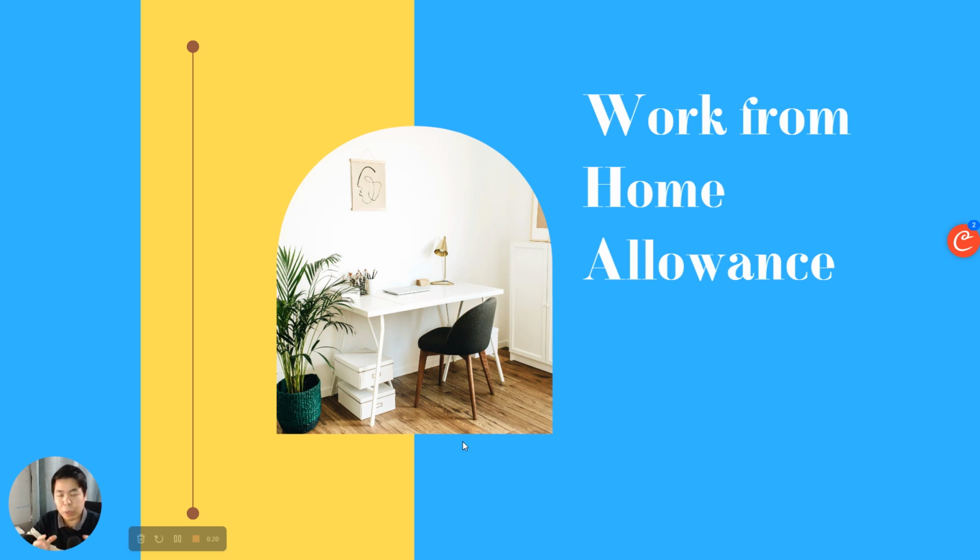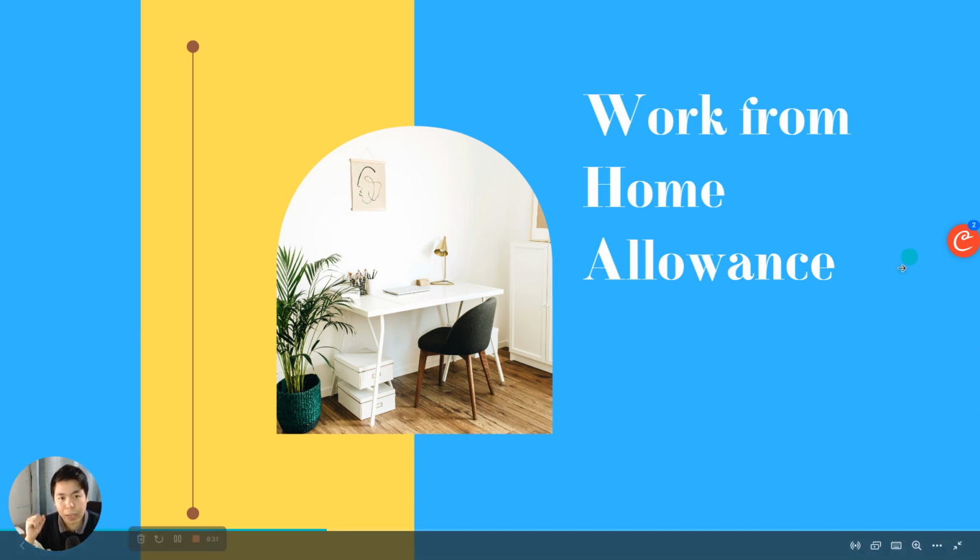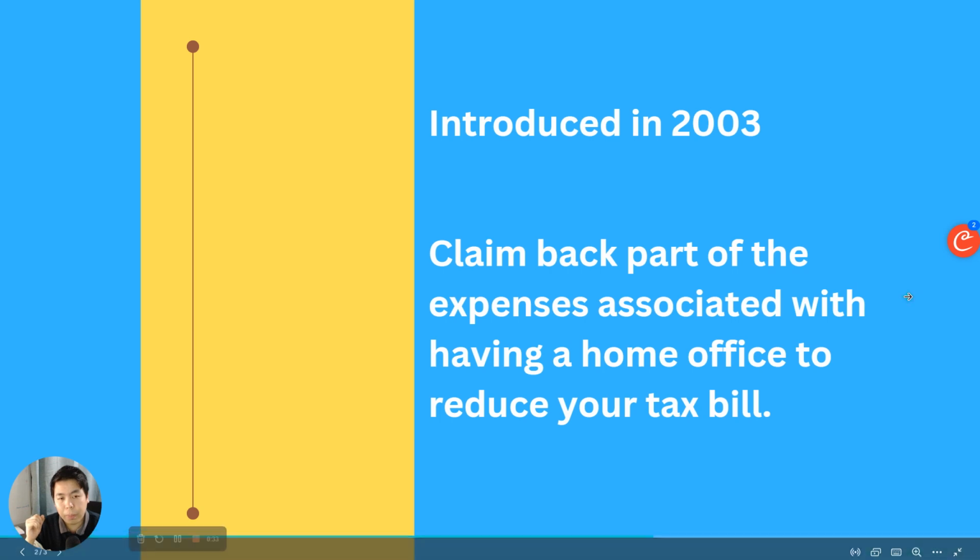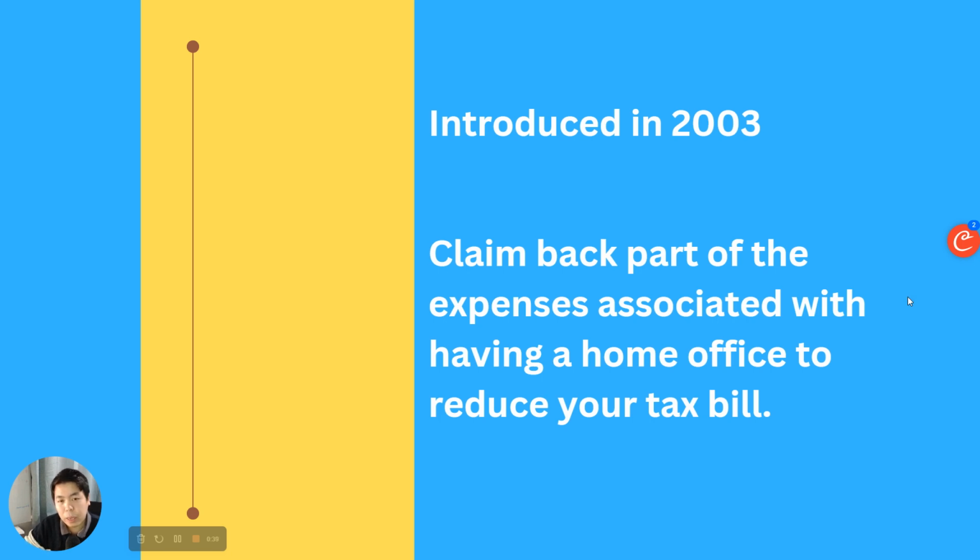Before I jump into the calculator, I just wanted to give you a brief understanding of what work from home allowance is. Work from home allowance is a special kind of tax relief allowance that was brought in by HMRC back in 2003. And it essentially helps you to claim back part of the expenses associated with having a home office to reduce your tax bill.